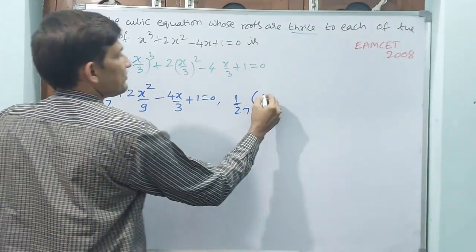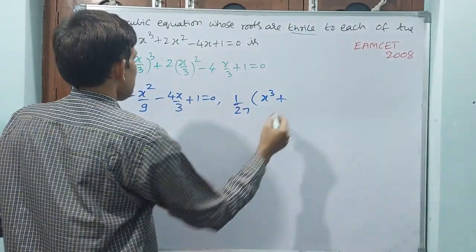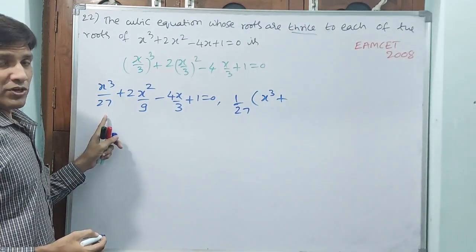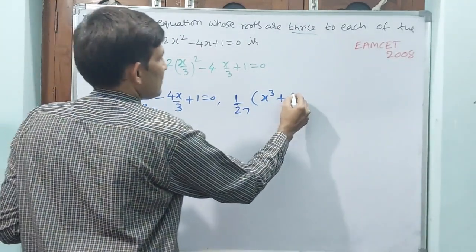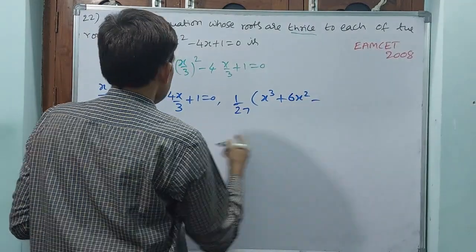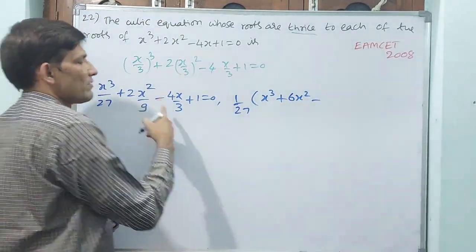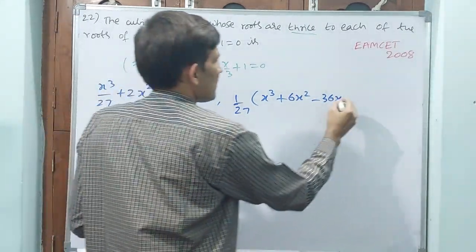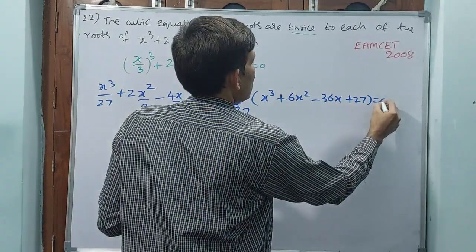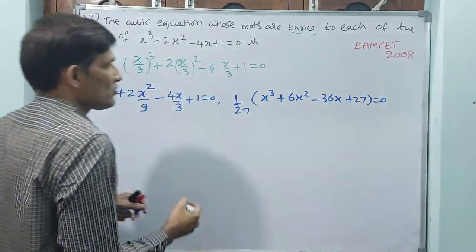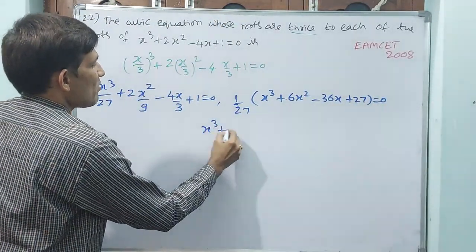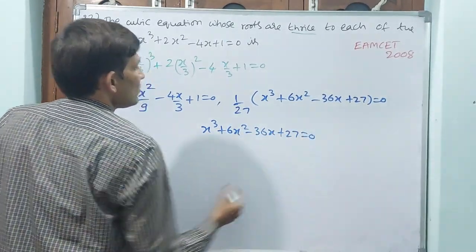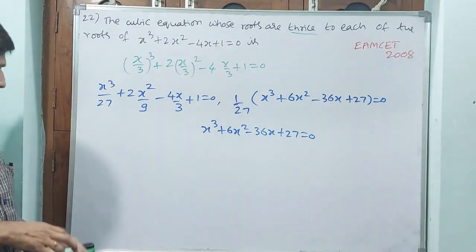See, x cube plus, 9 is there. For 27, 3 times it goes, 3 into 2, 6, so 6x square. Minus 4x by 3: 9 times it goes, 9 times 4, 36x. Plus 1 is there, 27 times 1, 27, equal to 0. Now 27 into 0 is 0. That means the equation is x cube plus 6x square minus 36x plus 27 equal to 0. This is the equation.